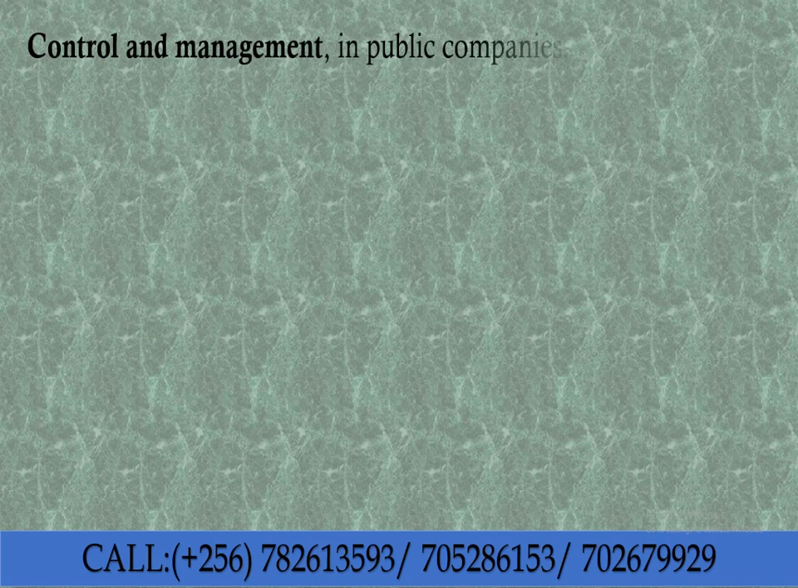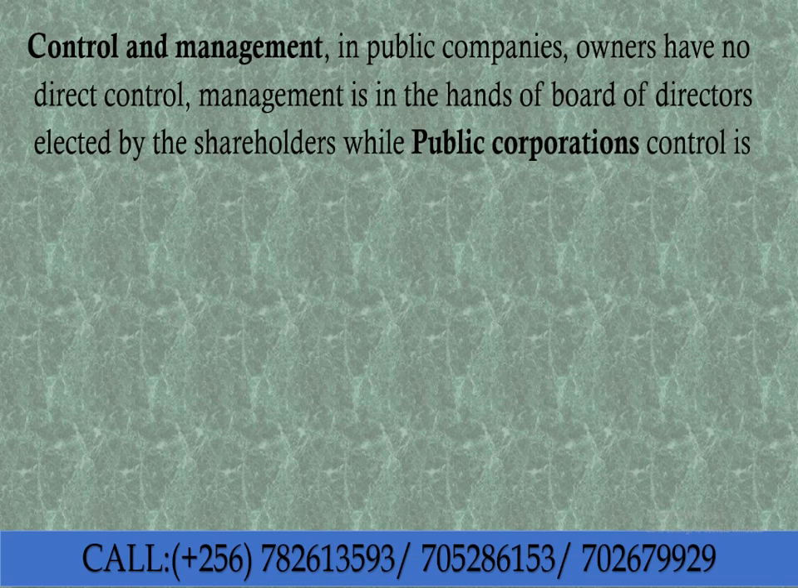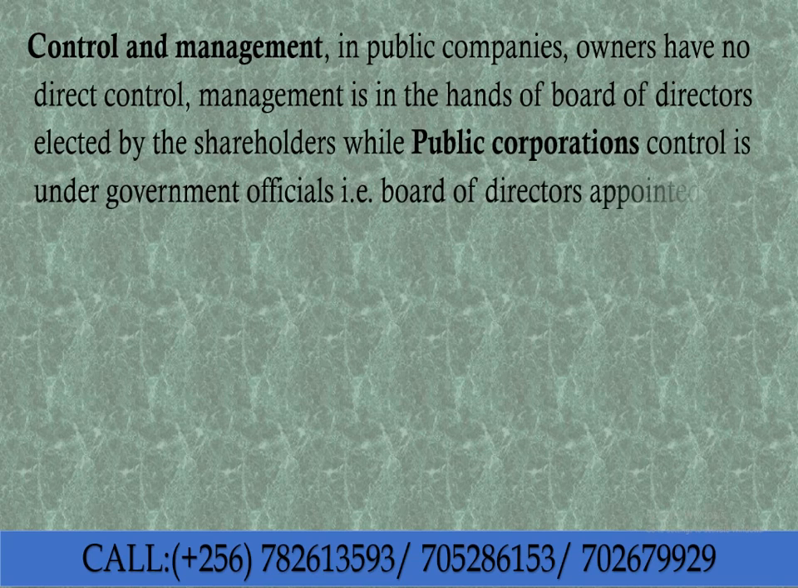Then number 2, control and management. In public limited companies, owners have no direct control over their business management. The management is in the hands of the managers appointed by the shareholders. While in public corporations, control and management is under government officials appointed by the board of directors.